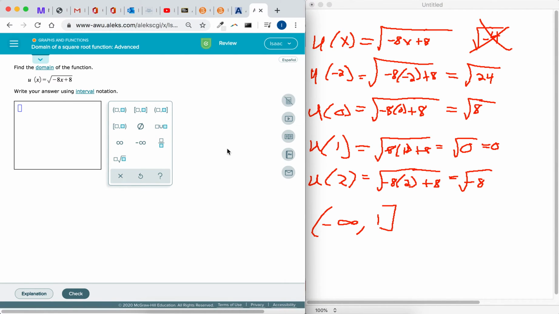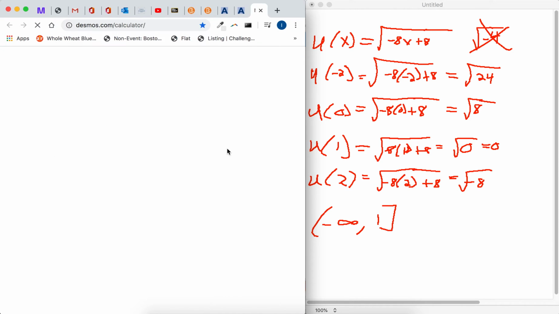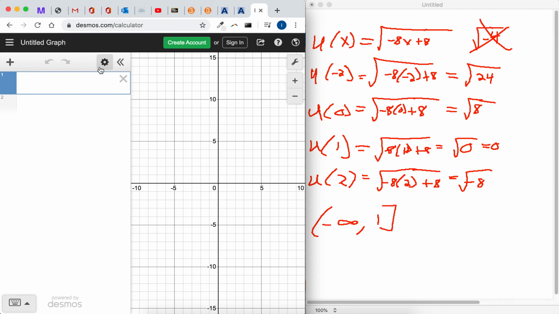Another way to do this type of problem, go to desmos.com/calculator, okay? And don't worry about the f of x part. Just plug in the right side of the function. Type in sqrt for square root, and it graphs the function for you. Okay, and the domain is all the possible x values.